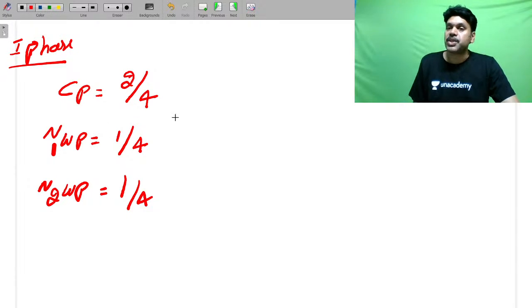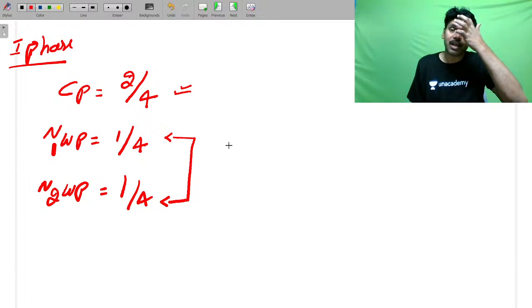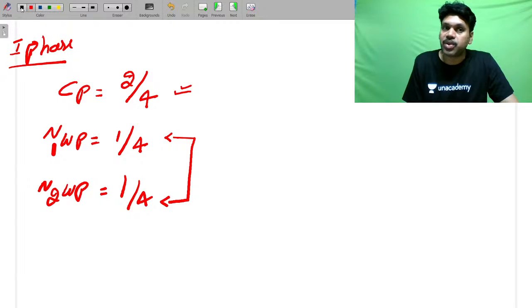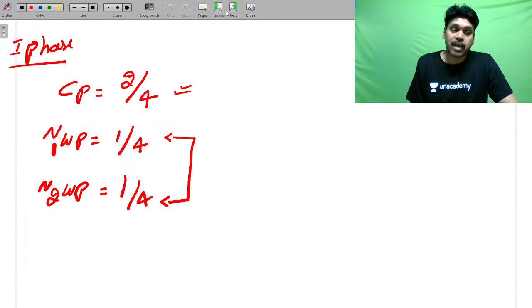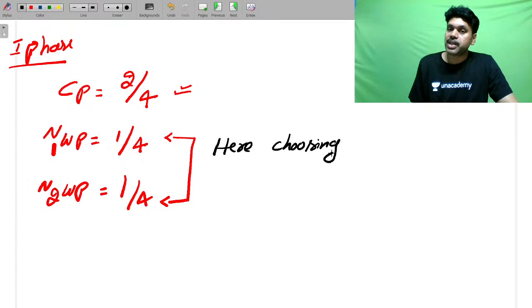And now this is your first phase. So collision probability is higher than this, and A's winning probability and N2 winning probability are the same. Now I need to give you clarity. Who is going to choose the 0th slot and who is going to choose the 1st slot? In the exam, the examiner will tell you. So here, choosing a slot is crucial.